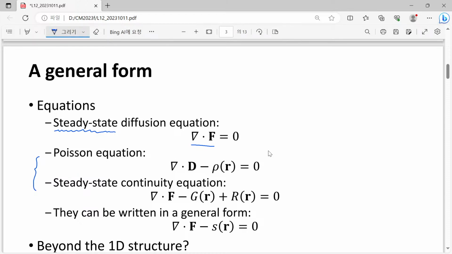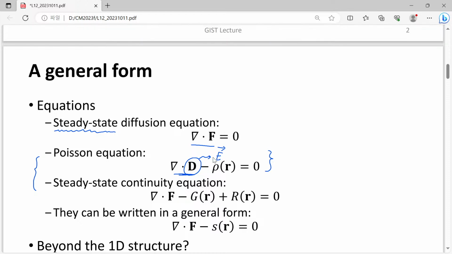There is another equation called the Poisson equation, and simply speaking, in this course, when we say Poisson equation, that is just to state the equation describing the electric field. Here we have the displacement vector, but we can relate it to the electric field. Roughly speaking, the divergence of electric field is related to the charge density at a given position. That is the form of our Poisson equation.